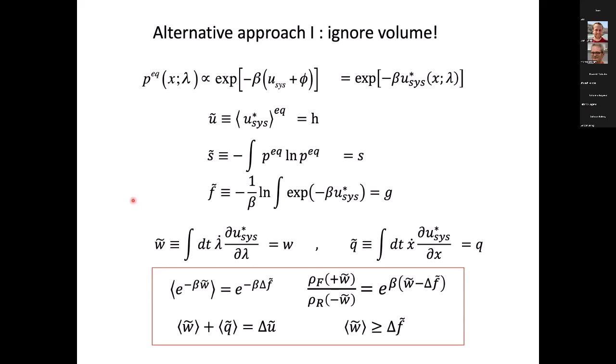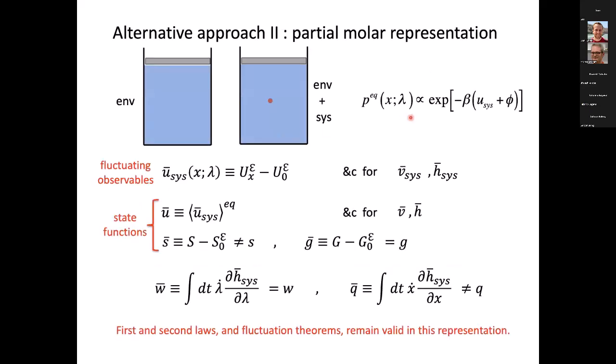All right, let me now move on to alternative approach 2, where we're not going to ignore the volume, but still we'll define quantities differently. I'll call this the partial molar representation, and I'll explain why in a moment. So here, in addition to the equilibrium state that I'm interested in, which involves my system and environment, I'm going to have a reference equilibrium state which involves the same environment, but there's no system of interest here. So I've taken the molecule out and thrown it away, and here's the environment sitting around in equilibrium.